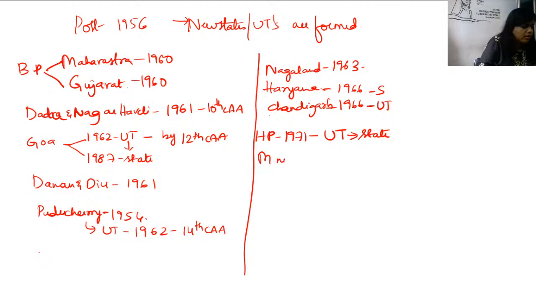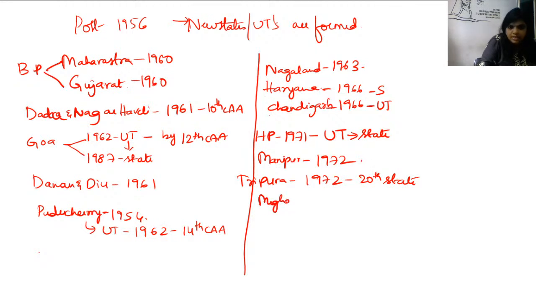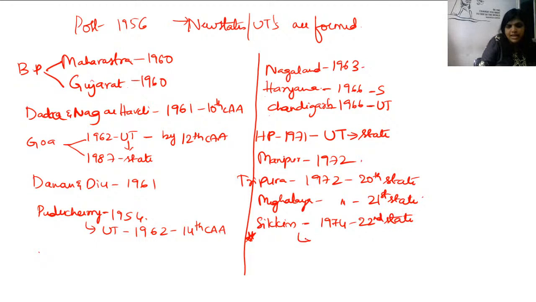And next you have Manipur, created in 1972. You have Tripura, created in the same 1972, which is the 20th state. You have Meghalaya, created in 1972 as 21st state. Sikkim, very important. 1974 was recognized as 22nd state.